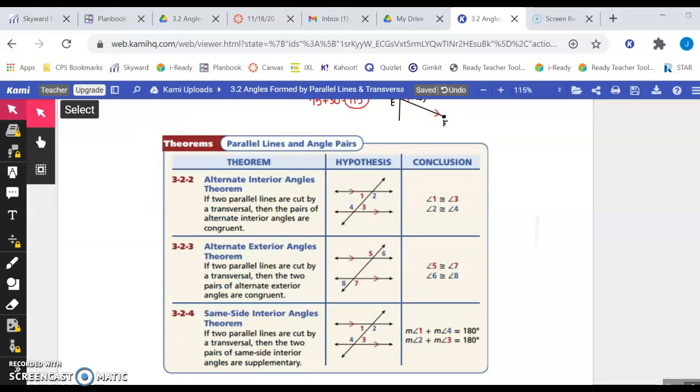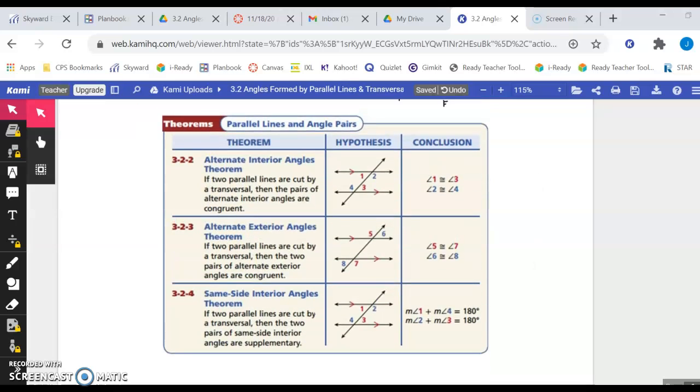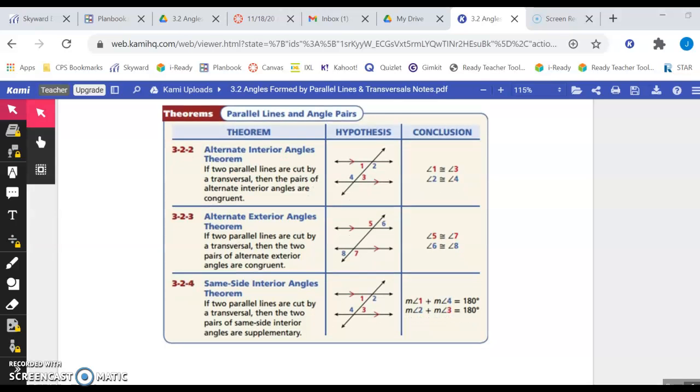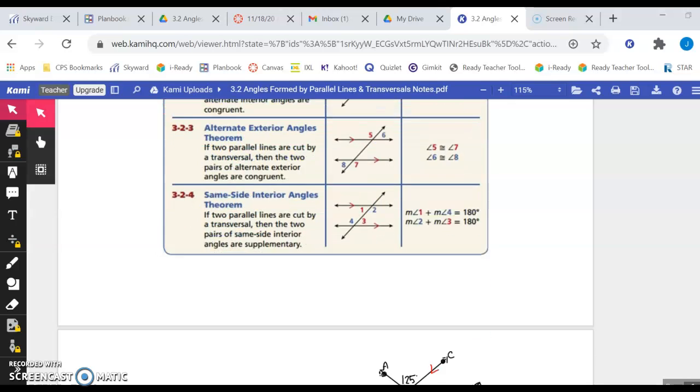Then we're going to look at a couple more theorems here. We have the alternate interior angles theorem. So yesterday we talked about what alternate interior angles were. Now we're introducing a theorem that shows they are the same. So interior, remember, is on the inside of your parallel lines, and alternate means on opposite sides of your transversal. So we have two pairs, we have 1 and 3, and 2 and 4 that are congruent. Alternate exterior means on the outside, but on opposite sides of the transversal. So 5 and 7 would be congruent, and 6 and 8 would be congruent.